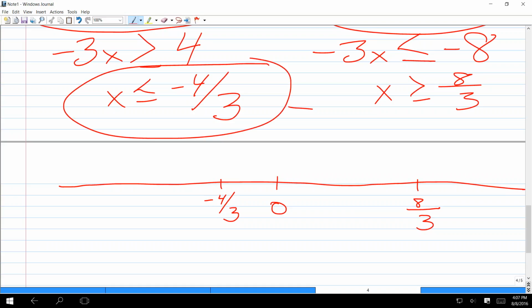How do I graph that part that I've circled? You put a solid dot over negative 4/3. Well, what does that mean on a graph? X has to be less than or equal to negative 4/3. In other words, here's how I'm going to graph it. I'm going to graph it with a solid dot because it's less than or equal. And I'm going to go in that direction with an arrow on it. That's how I graph that part of it.